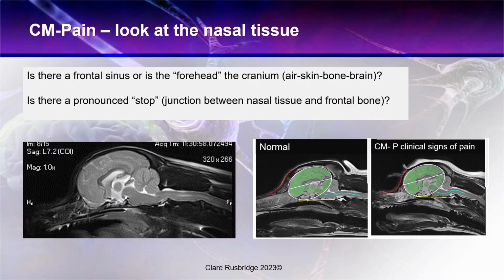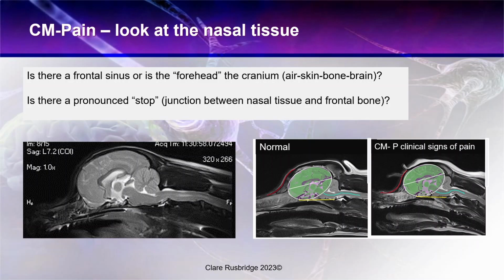The next thing I want to look at is the nasal tissue. Is there a frontal sinus? Or, as in this dog's case, are we going air, skin, bone, brain? So the so-called forehead is actually just the bones surrounding the brain, whereas of course in a human or in some other breeds of dogs, the front part of that brain would be protected by a frontal sinus. We just have a very small frontal sinus in this dog, none in this dog. And is there a pronounced stop, which is the junction between the nasal bone and the frontal bone?